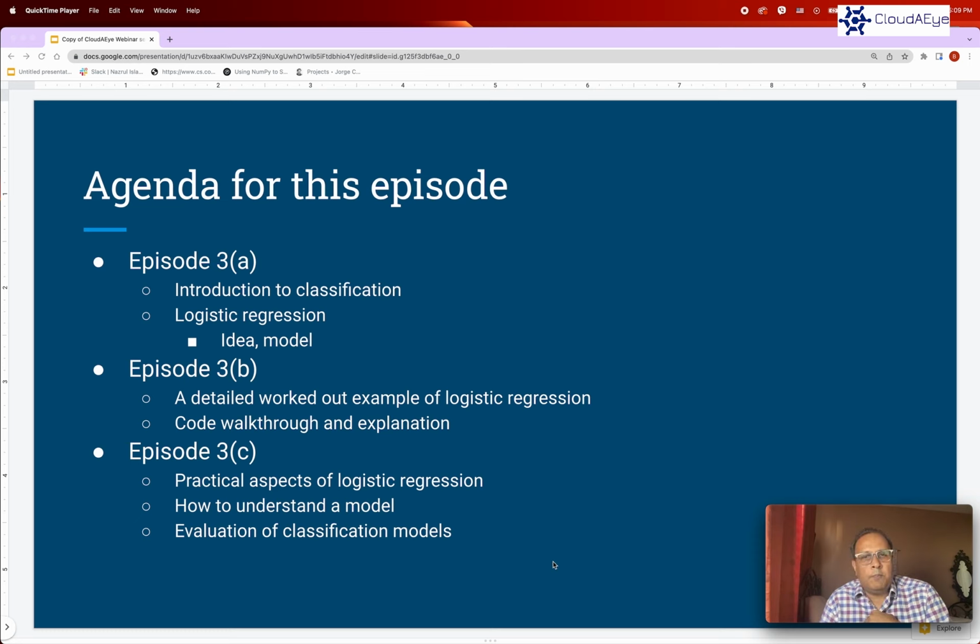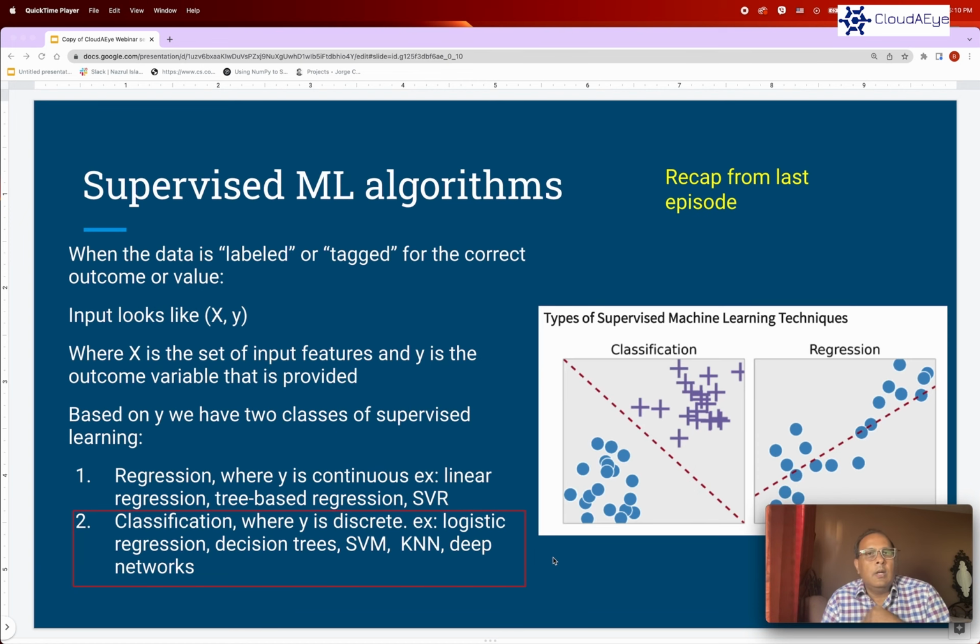And let's get into today's agenda. So just a quick recap of what we have done before. In the supervised machine learning model, if you remember, there are two classes that we talked about. Regression, where we have the features and our output variable is actually a continuous variable. For example, we are trying to predict income or housing price or some numbers that are actually on a continuous scale, as opposed to classification, which we'll focus on today.